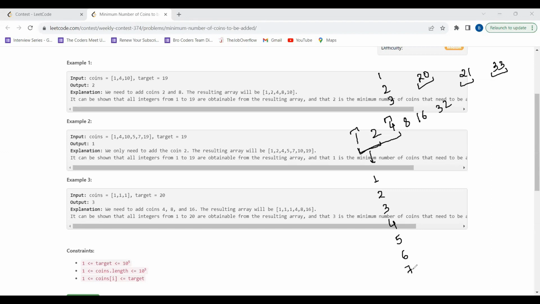Now, what's the next number we cannot form from here? 8. Okay. Now if we take 8, can we form 8? Yes, of course, 8 is a number itself. Can we form 9? Yes, we can take 8 and 1. Can we form 10? Yes, we can take 8 and 2. Similarly, we can form every number up to 15.